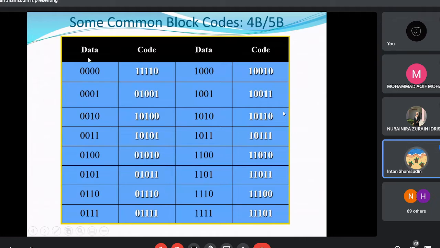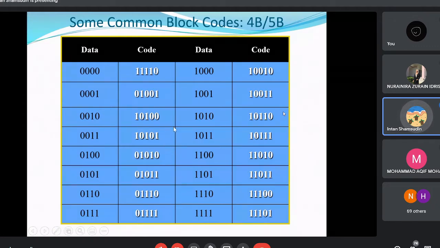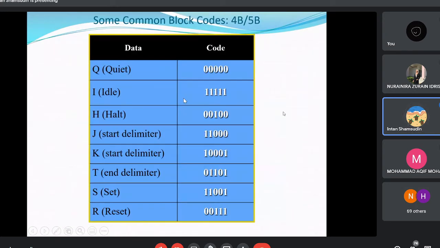So 4 bits will produce 16 combinations. What do 16 combinations mean? These: 0000, 0001, 0010, okay. So 4 bits can produce 16 combinations. Meanwhile 5 bits will give 32 combinations. So since 4 bits gives 16 combinations and 5 bits has 32, there will be 16 more for 5 bits. Half of those 16 more will be used for control purposes, and the rest of the leftovers are not used for 5 bits.